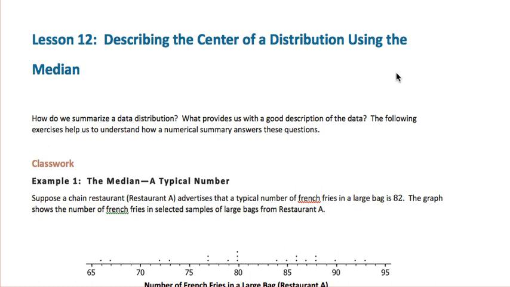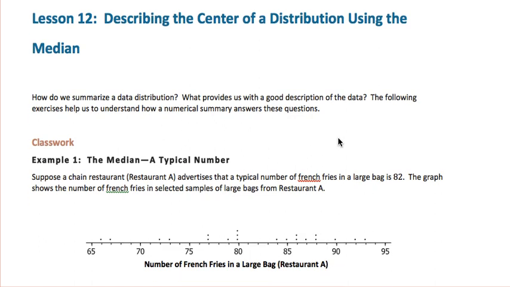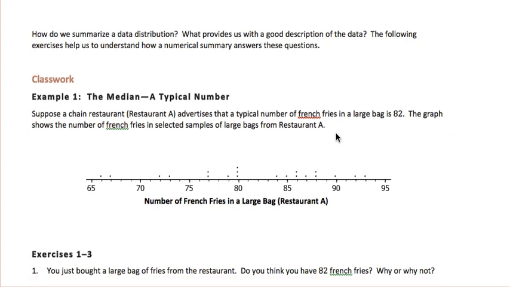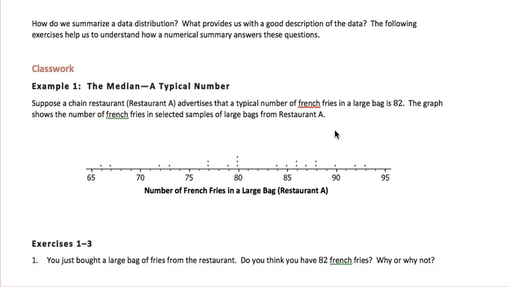In Module 6, Lesson 12, we're going to start describing the center of a distribution using the median. As you may recall, the median is the middle number if you put the data set in order from least to greatest. If there are two middle numbers, it would be the average of those two.